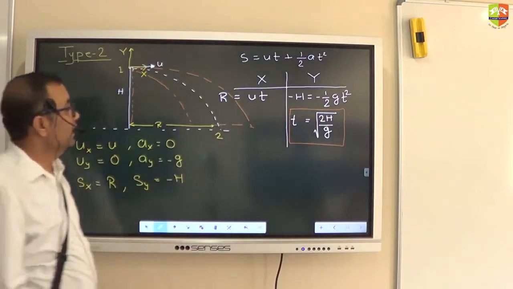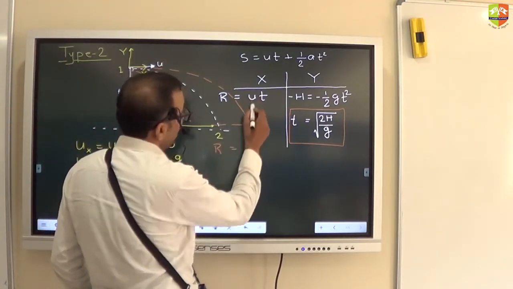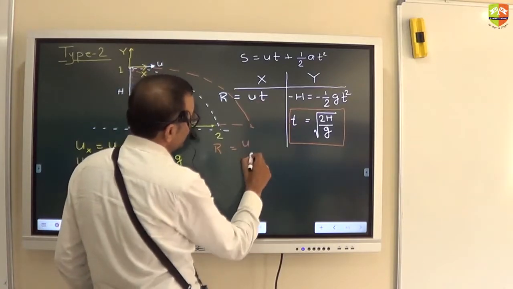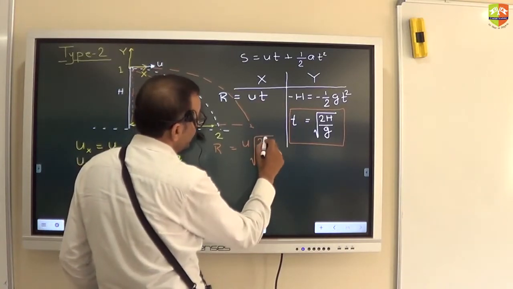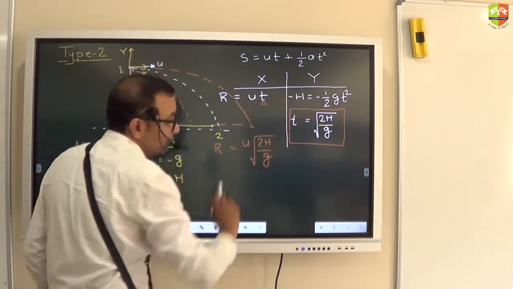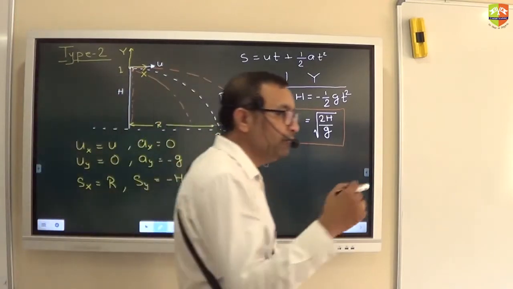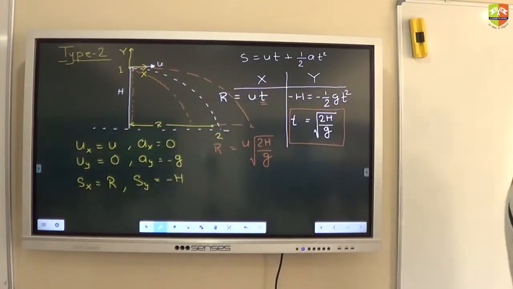Okay. So the range, I find out velocity into time of flight, which is u multiplied by under root 2h by g. Because t I have got from the y-axis equation. So you can get the value of time from x-axis and put it in the y-axis equation or vice versa also you can do. Understood? Okay.